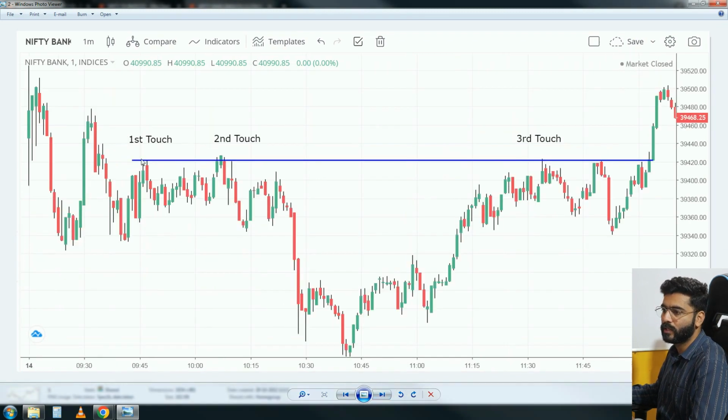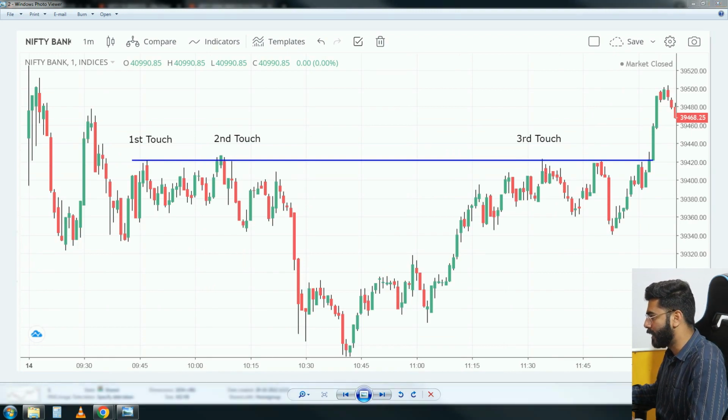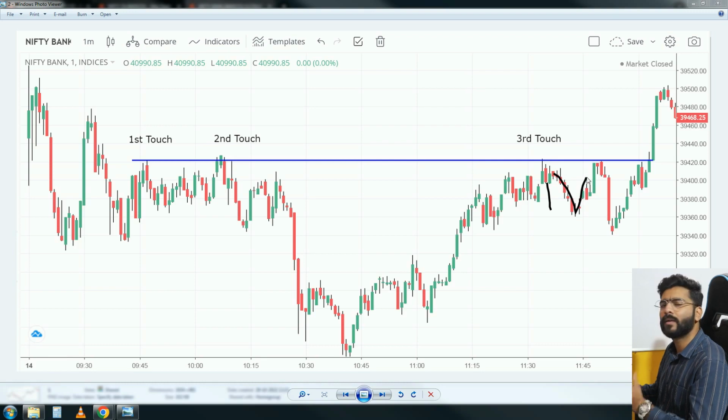So if you see here, this is the first touch, the second touch, and this is the third touch. Now this red candle, I'll try to mark it. See, this red candle is the halt candle, and this is what we want. So what happens after the halt? The market did come and break. The market again went down and then again came up. It doesn't matter. If the high gets broken, we'll take the entry.